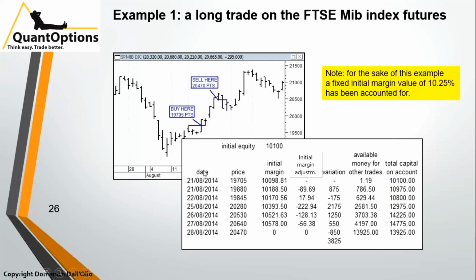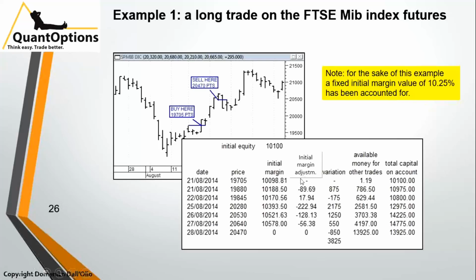So on day one, August 21st, we have a price of 19,705, and the initial margin is 10,098 euros, 81 cents. This is given by 19,705 points times 5 euros a point times 10.25%. It means 10,098.81 and something, but let's not consider it.